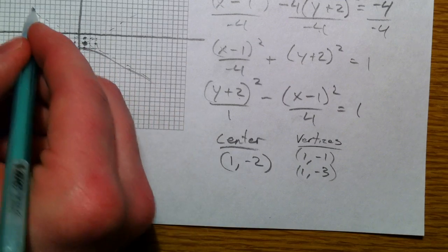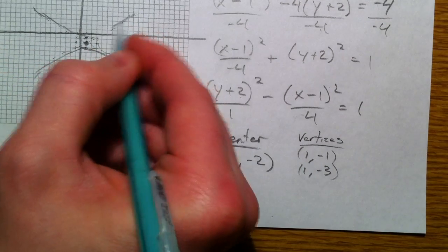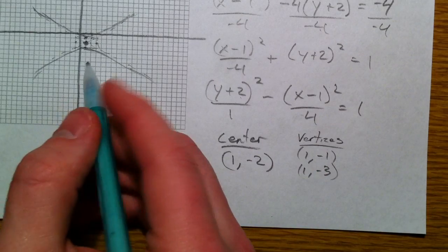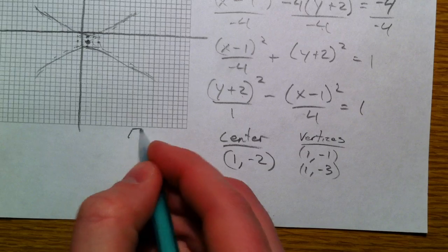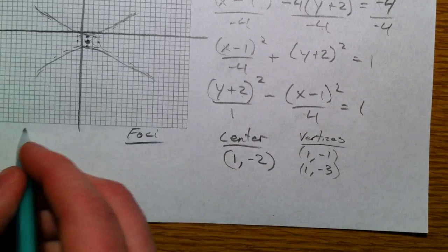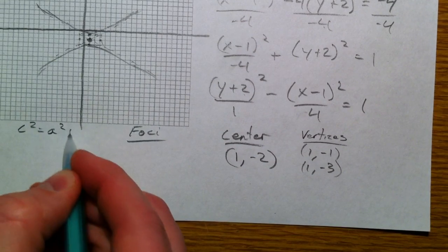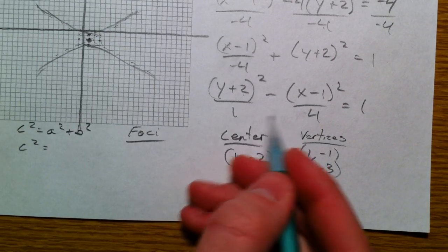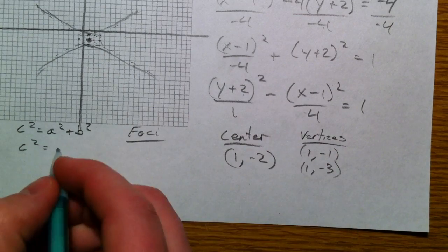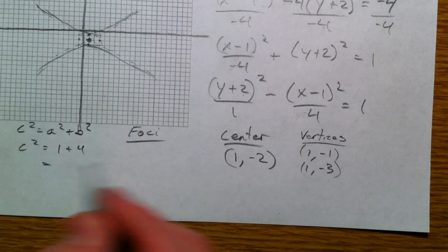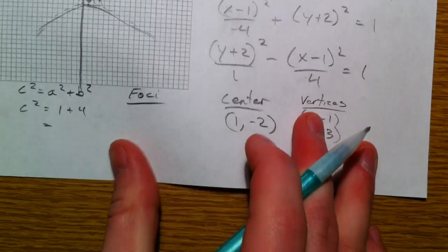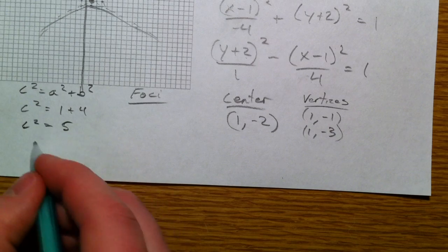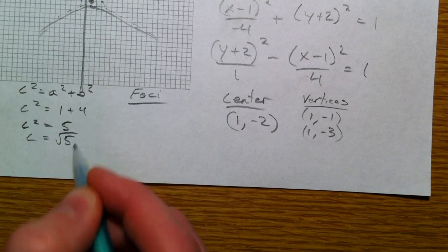Sorry, this really ended up being tiny. My apologies. But we're plotting our points over here so you can see that. So, our foci. C squared equals a squared plus b squared. So, c squared equals 1 plus 4. It doesn't matter which order you add them in because they're the same thing. Remember, these are already squared values, and so you don't have to square them again. So c squared is 5, and so c is the square root of 5.